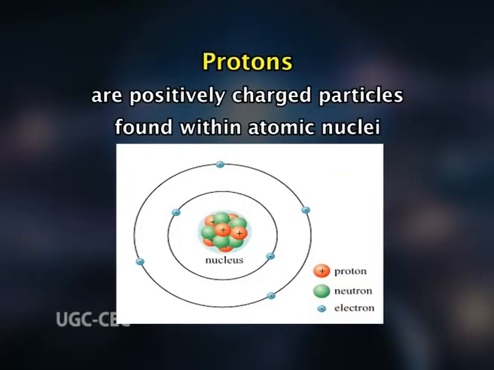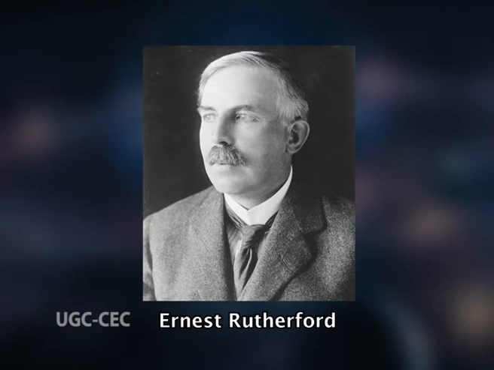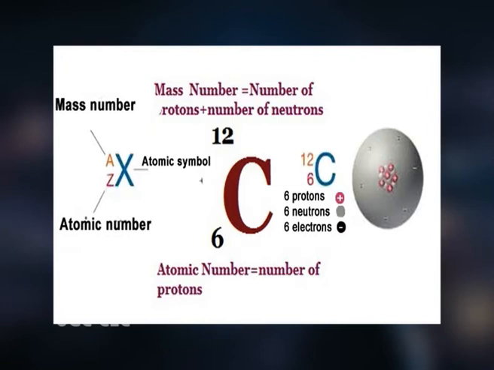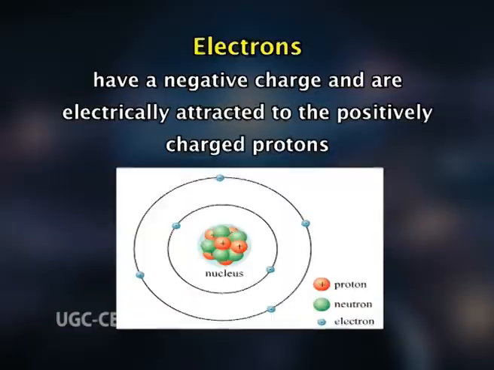What are protons? Protons are positively charged particles found within atomic nuclei. They were discovered by Ernest Rutherford in experiments conducted between 1911 and 1919. The number of protons in an atom defines what element it is. The number of protons in an atom is referred to as the atomic number of that element. The number of protons in an atom also determines the chemical behavior of the element.